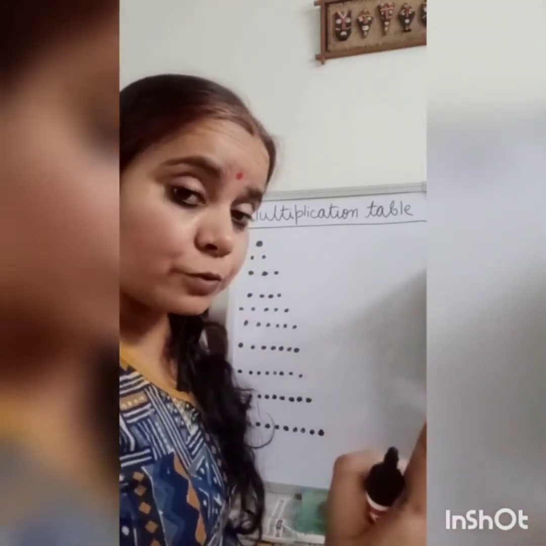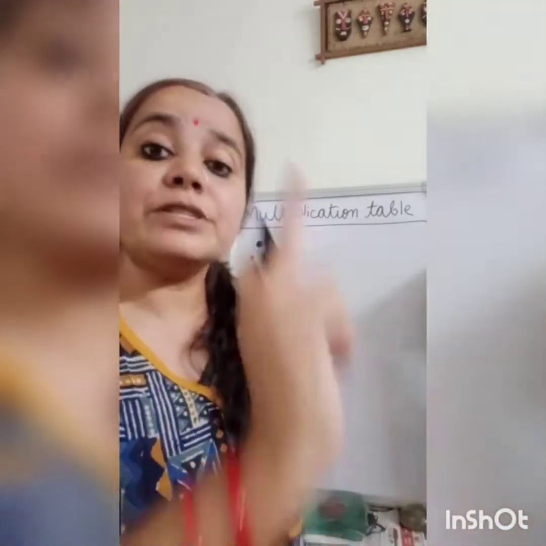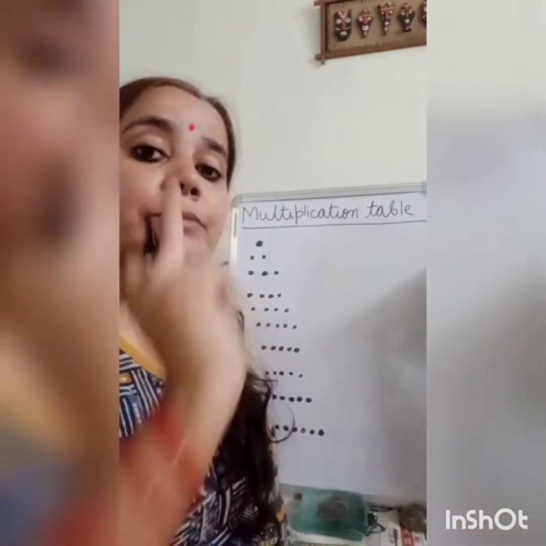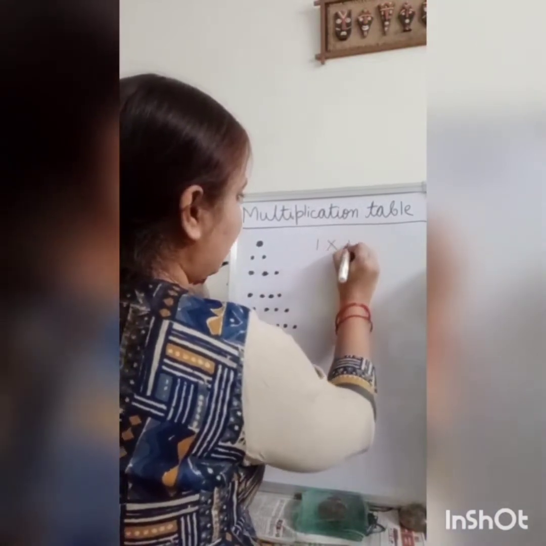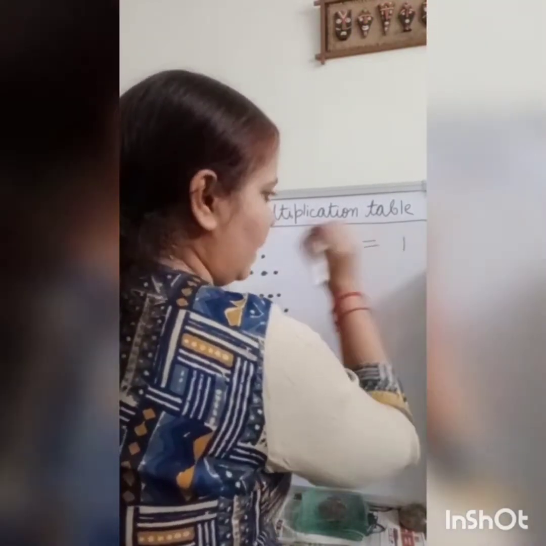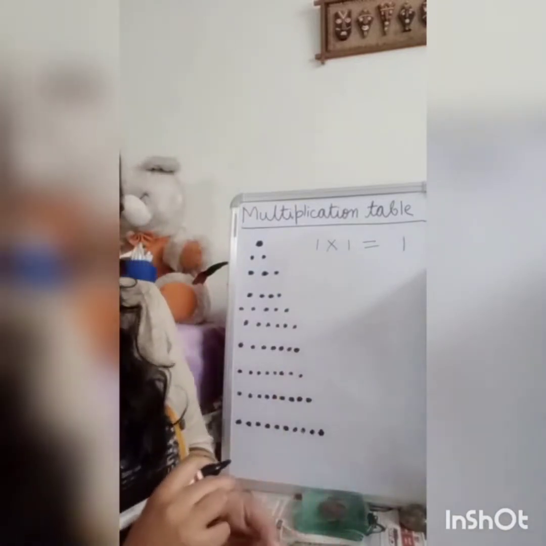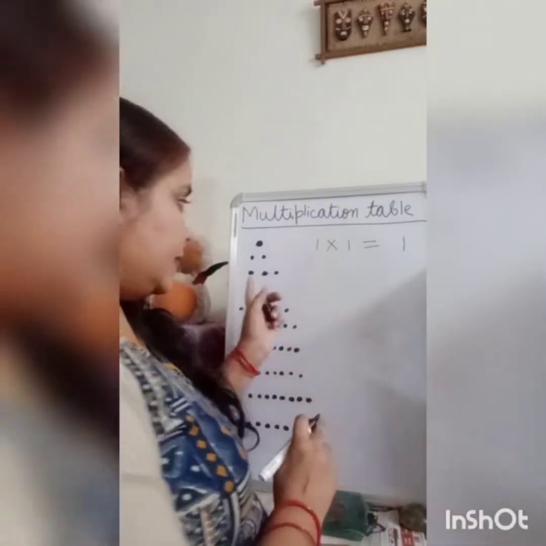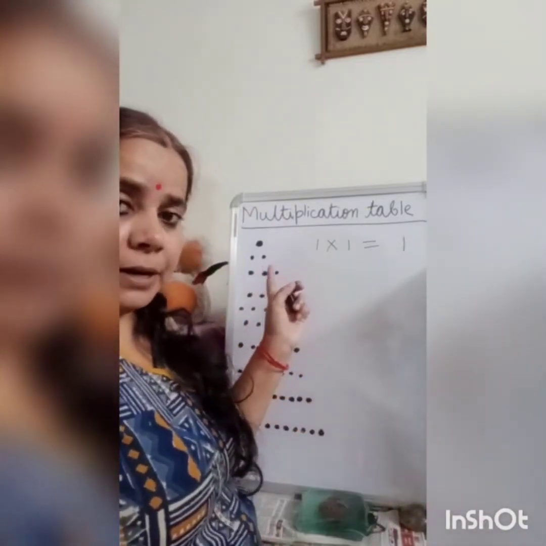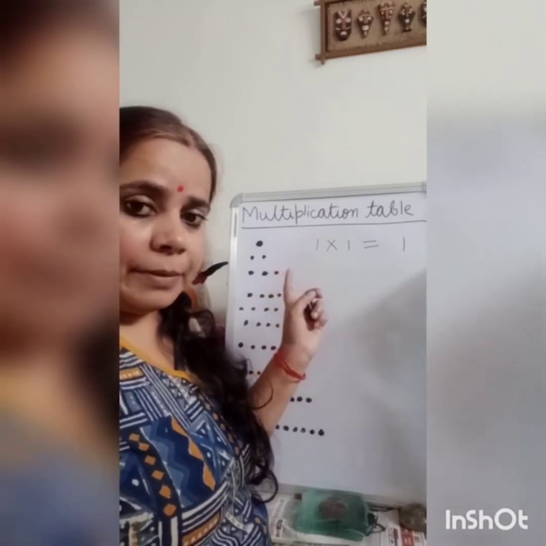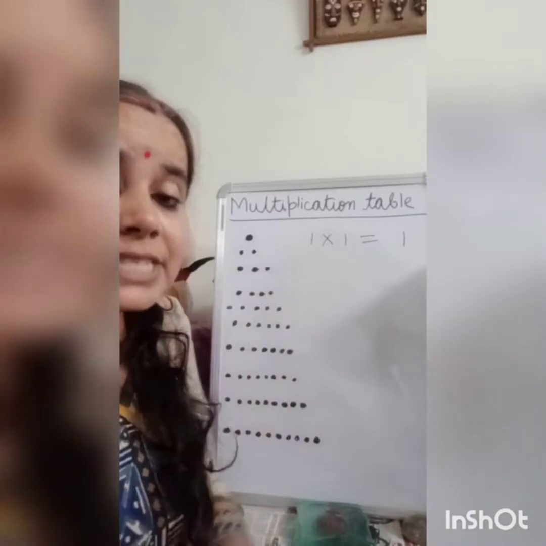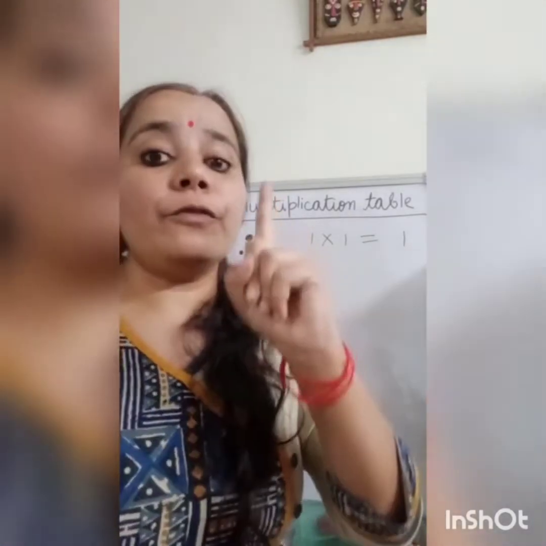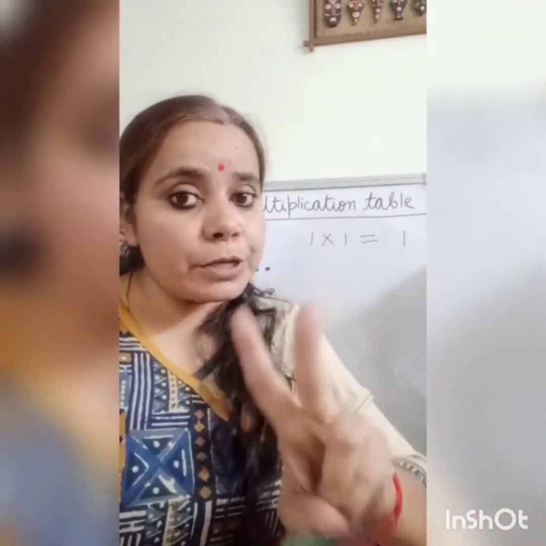So how ma'am is going to write it? 1 times 1 is equal to 1. And that will be our table. Is that clear? And then for the second, see, how many dots are there? 2 dots. This means 2 groups of one thing.